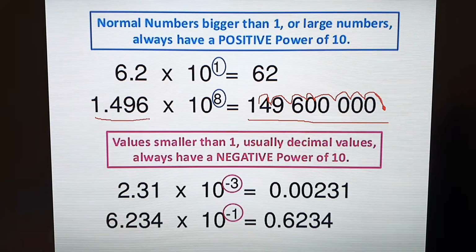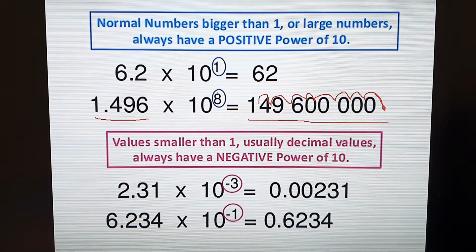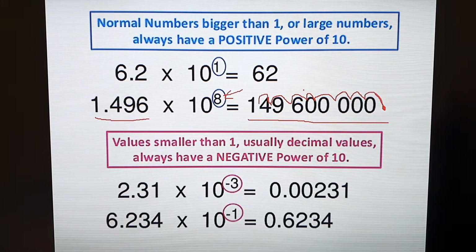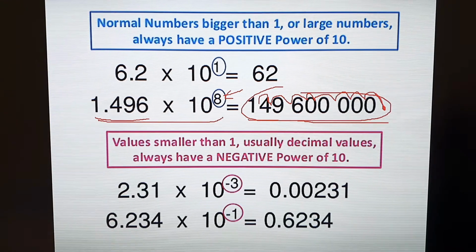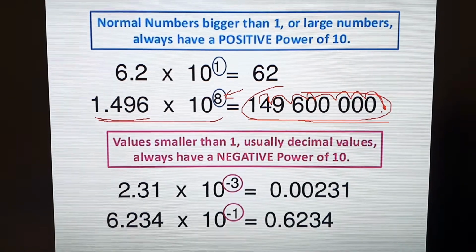As you can see here, we've gotten a number that is between 1 and less than 10. Then we multiply it by 10 to the power of the number of jumps that we've just made. And it's going to be a positive 8, because it's a really big number, so the power here would be positive. Instead of writing this number here, we can write it in scientific notation and it represents exactly the same thing, but it makes it easier to write, especially if this number was even bigger.